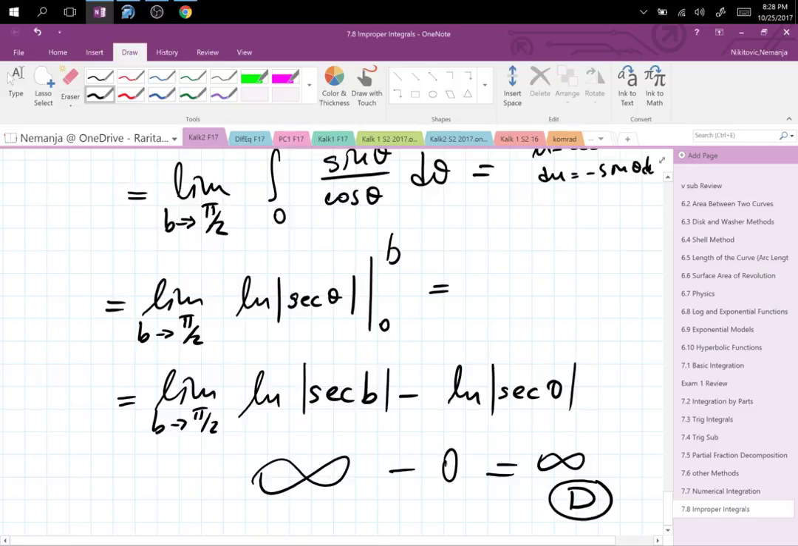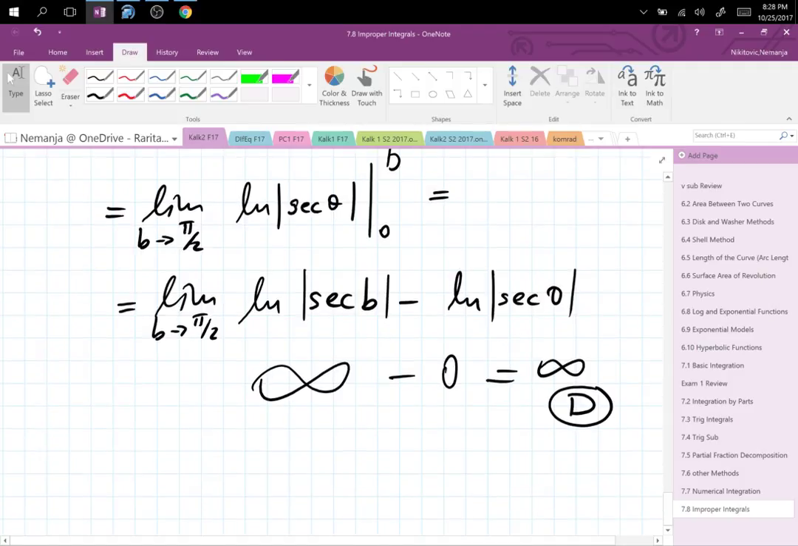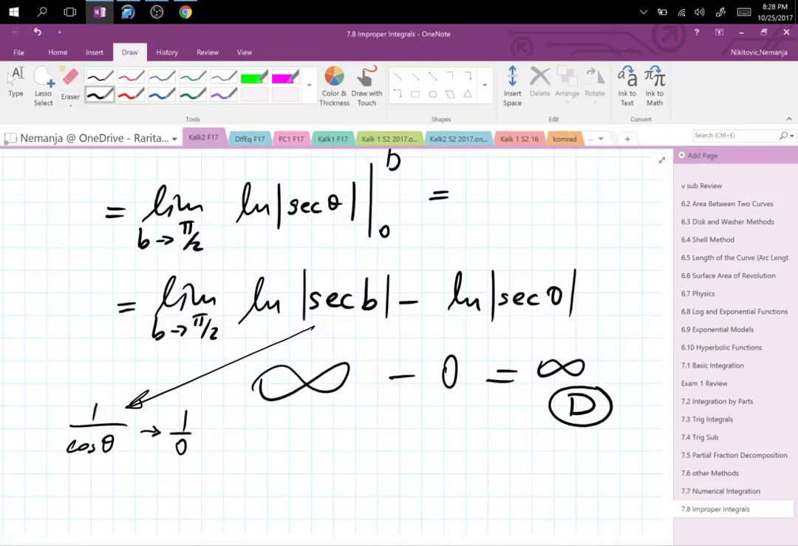If you are still not certain what happened, secant you can write as 1 over cosine theta, and that leads to 1 over 0, because cosine of pi over 2 is 0. So 1 over 0 is infinity in the limit.